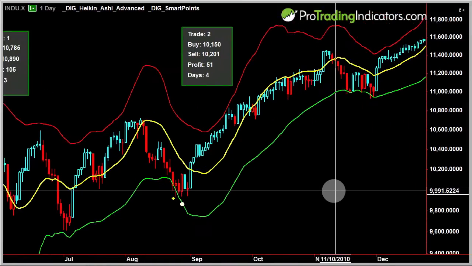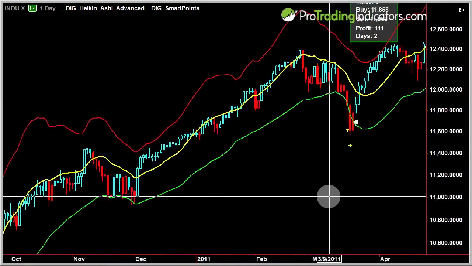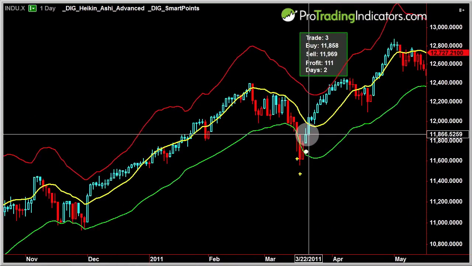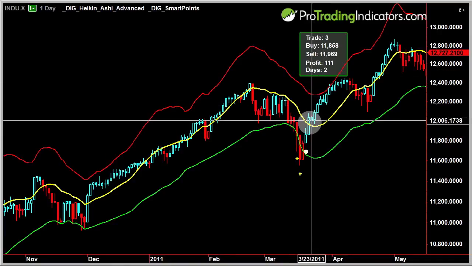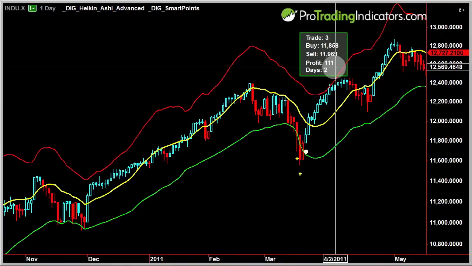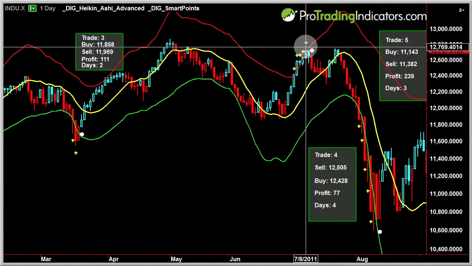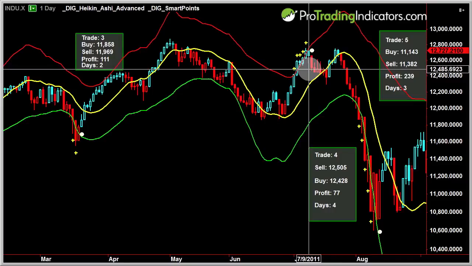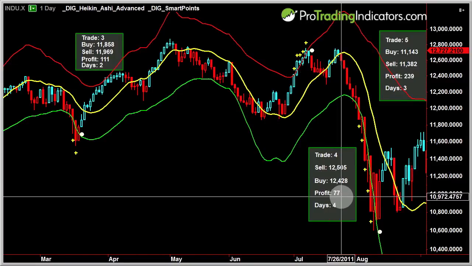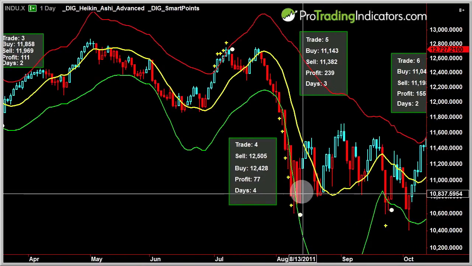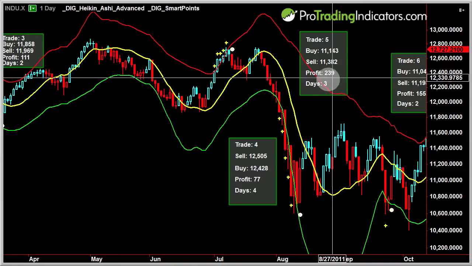If we go to the next trade, we've got an entry signal right here, potential trade coming up, entry signal, enter in here. We're in for 2 days, and we make 111 points profit on the Dow. If we go to the next trade, we have potential trades coming up. We've got an entry signal. We short the market right here. We're in this trade for 4 days, make 77 Dow points. Potential trades right here. We get an entry signal right here. We're in this trade for 3 days, 239 points.